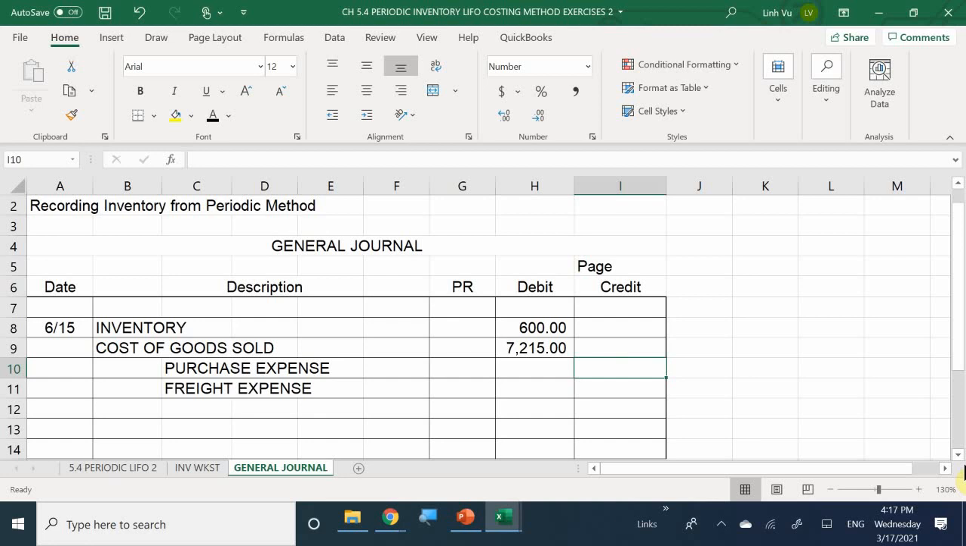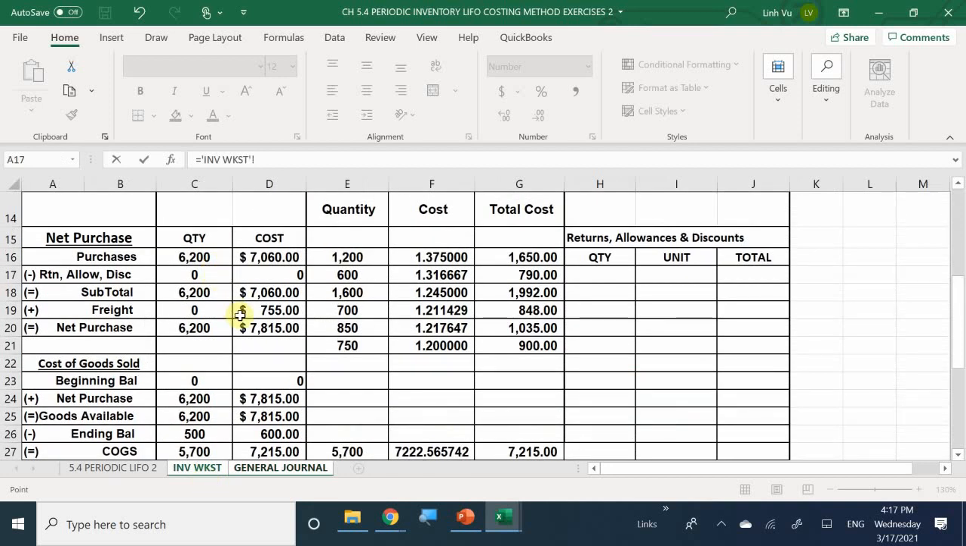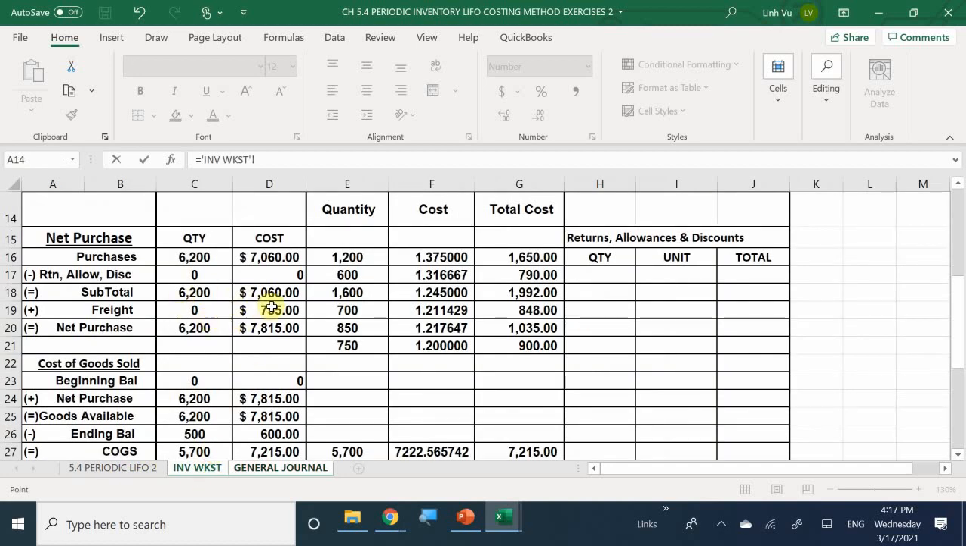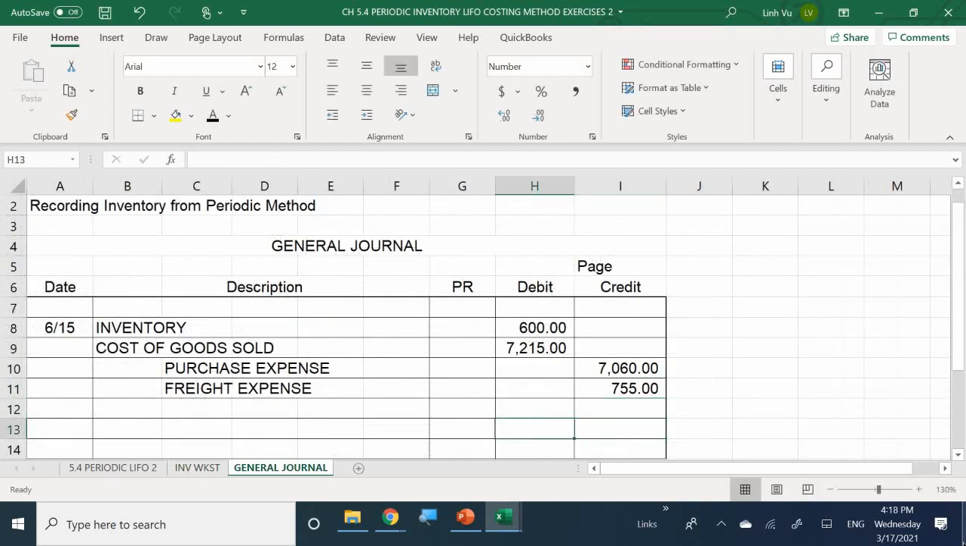So good that it's correct. It's the 7,215. Now, let's calculate what my total purchases were. 6,200. Okay, that's items, that's my quantity. Then the purchases amount, not including freight. Good. And then lastly, what was your total freight? 755. Yes, 755.